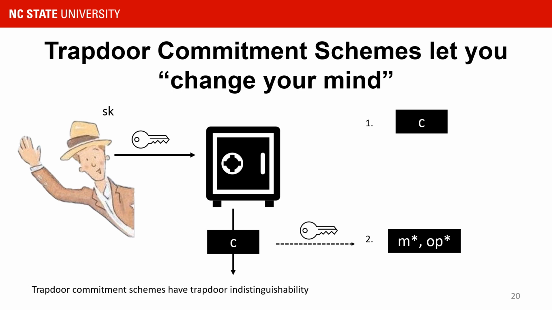Now, in contrast, a trapdoor commitment scheme lets the person change their mind. So if they have a key, they can produce a commitment, and there's no message in here. They send this commitment out, same as before, and then later on, using their key, they can produce any message and any opening they like. So commitment schemes are hiding and binding, and so are trapdoor commitment schemes. But trapdoor commitment schemes have an additional property, trapdoor indistinguishability, meaning it's not possible to tell whether you committed in the normal way, as we saw in the previous slide, or using this trapdoor method.